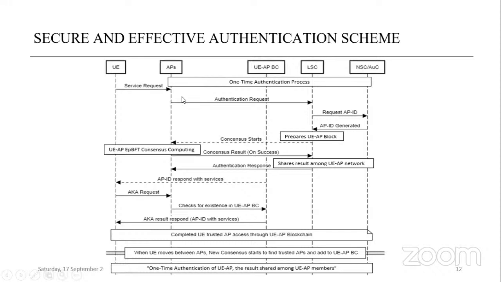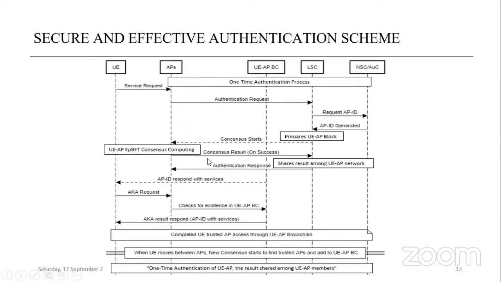We will store the authentication result in the blockchain. So again, whenever the authentication is getting repeated, we can refer to the blockchain. If the authentication has already happened and the access point is already valid, then we can directly provide the service instead of going through the whole process of authentication.